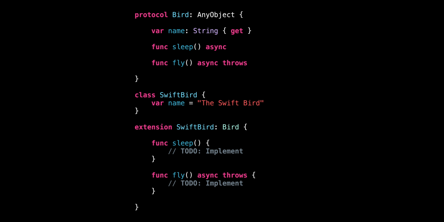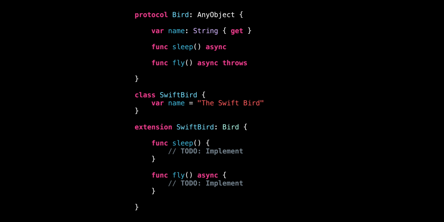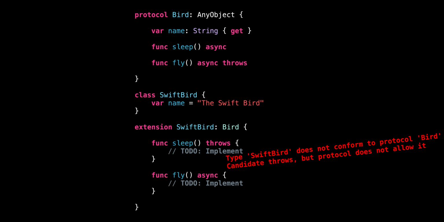Also, robobirds can fly from the moment they hatch, or get off the assembly line, so I don't need the throws keyword either. But watch what happens when I try to add something that wasn't in the protocol. The sleep method was declared as non-throwing, and because of that, I can add the throws keyword in its implementation. That means if the bird's new battery fails, the sleep method can throw an error.